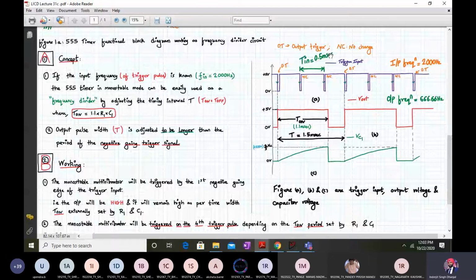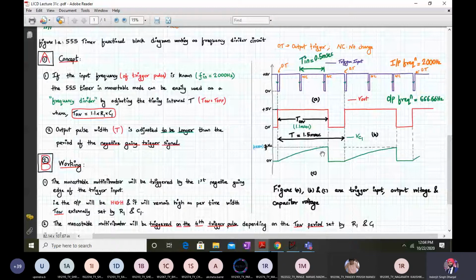Okay, excellent. So this circuit can act as a frequency divider by adjusting the capital T on. Now you see what is a capital T on over here? We have derived the equation also. It is given by 1.1 times R1 into C1. So by deciding on this T on time, I can make my circuit divide the input frequency by some factor. Now, from the waveforms, what do you think?